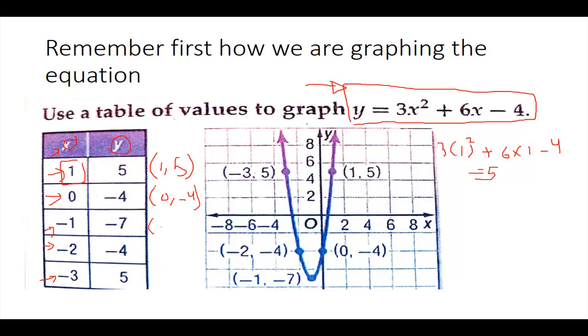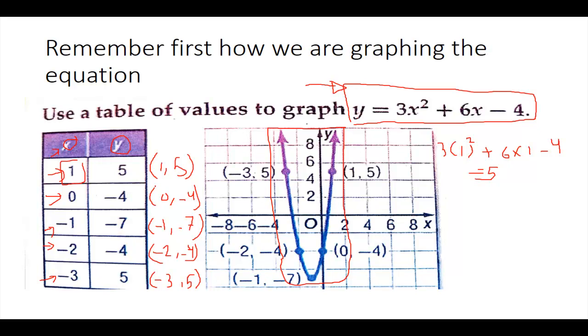And here is negative 1 and negative 7. And here is negative 2 and negative 4. And at last, negative 3 and 5. So we're going to represent all of these ordered pairs in the coordinates, and we're going to find this curve representing the function we have.